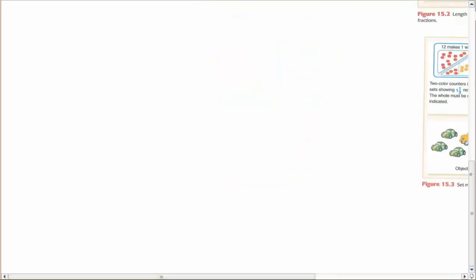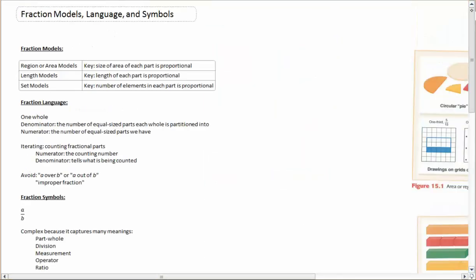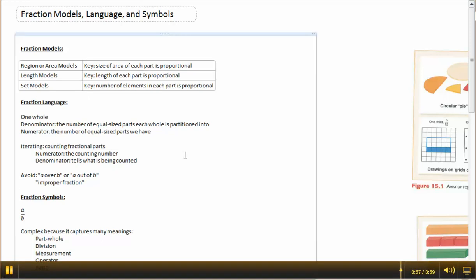It's important for kids to experience and think about fractions with all 3 types of those models and get some experience with each of those. In the next video, we'll talk about fraction language and fraction symbols and what's important there and how we can connect them to those models.